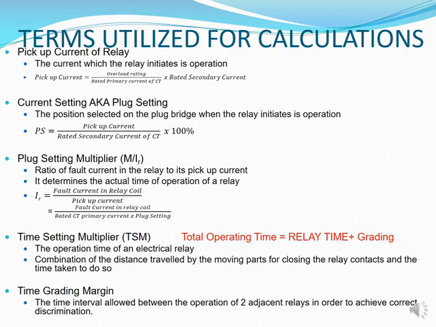Then we have our plug setting multiplier, which is your ratio of your fault current in the relay to the pickup current of your relay. And this will determine the actual time of operation for your particular relay. So this is your IR, and we are going to say it will be your fault current that you have on your system divided by your pickup current. Again, if you didn't work out what your pickup current is, it means that it is that fault current divided by what you will then have as your plug setting multiplied by your rated CT primary current.